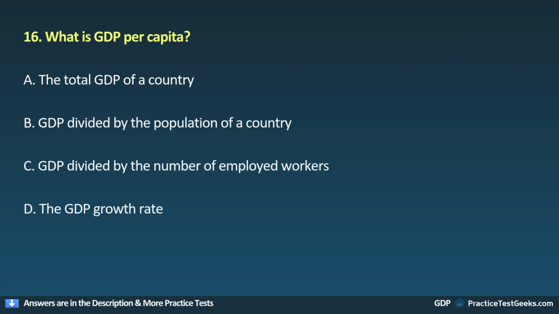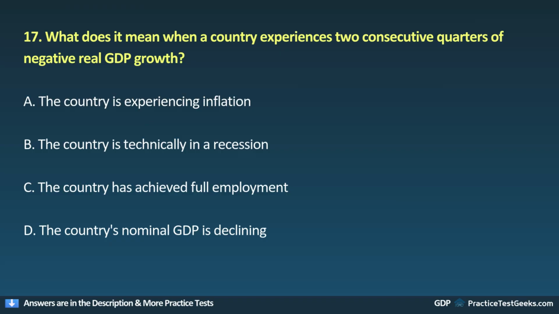16. What is GDP per capita? A. The total GDP of a country. B. GDP divided by the population of a country. C. GDP divided by the number of employed workers. D. The GDP growth rate.